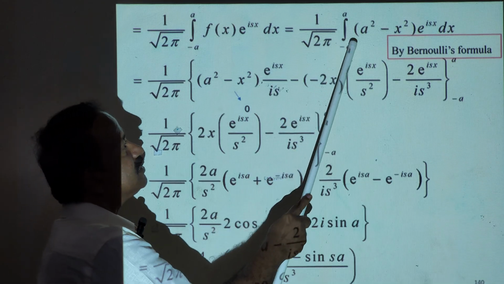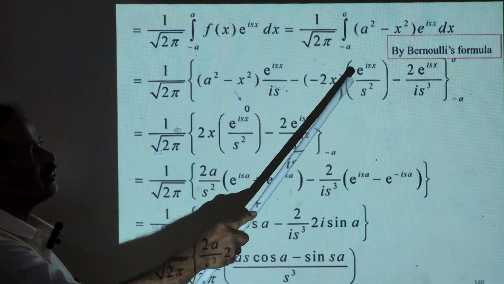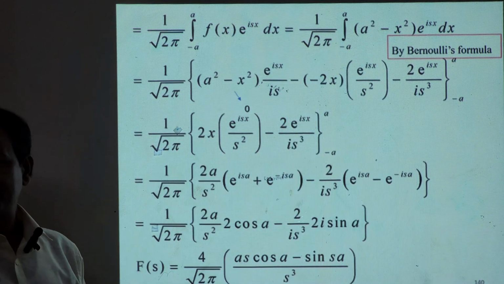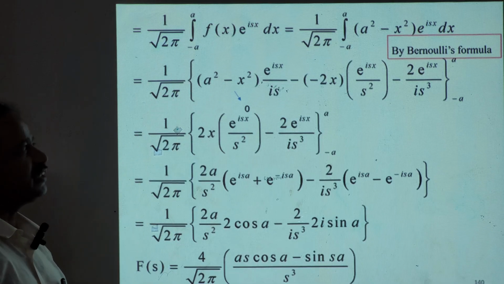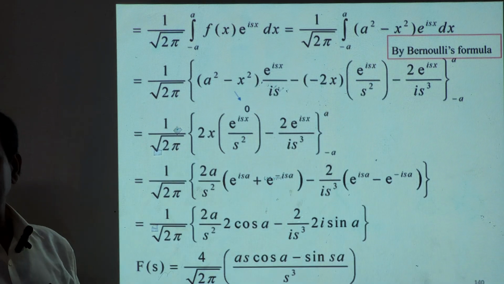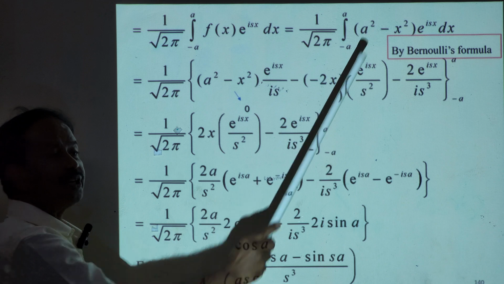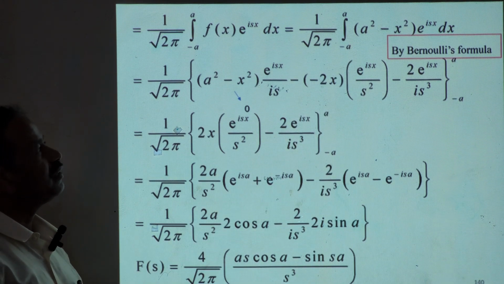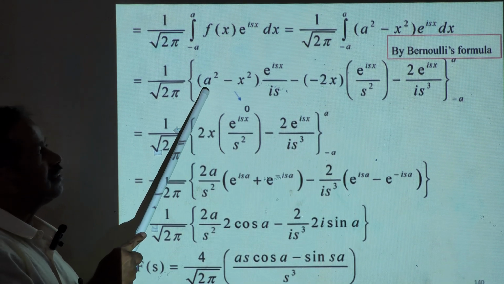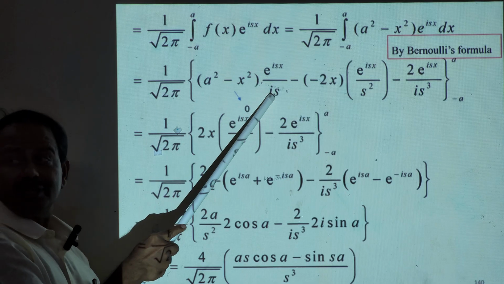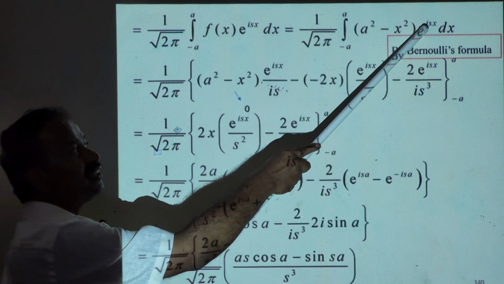Now the integral from minus a to plus a of (a squared minus x squared) times e to the power isx. For the integration you have to use Bernoulli's formula. So this is your u and this is your v. Bernoulli's formula goes like this. This is your u. This is your v1, which is the integral of this.